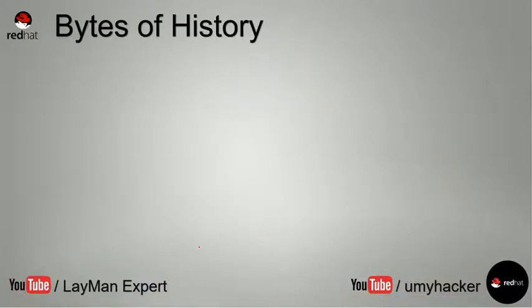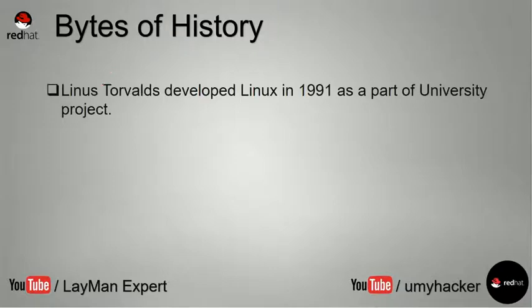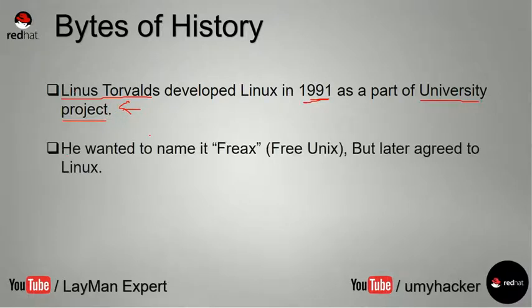Now, a bit of history of Linux, how this system ever came into existence. This system was developed by Linus Torvalds in 1991 as part of his university project. He made Linux before graduation, so it's kind of great. He wanted to name it Free X.